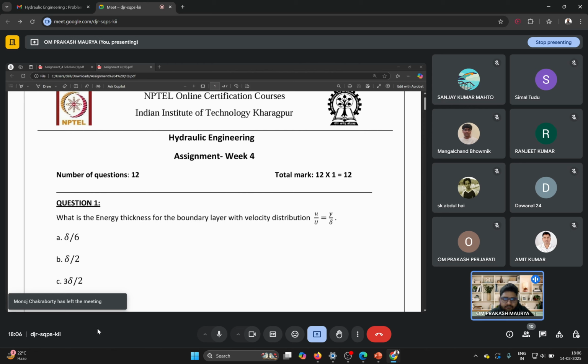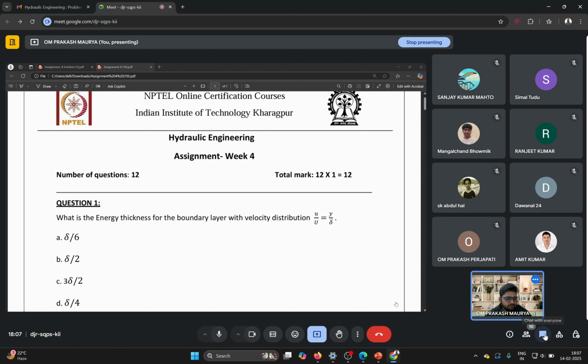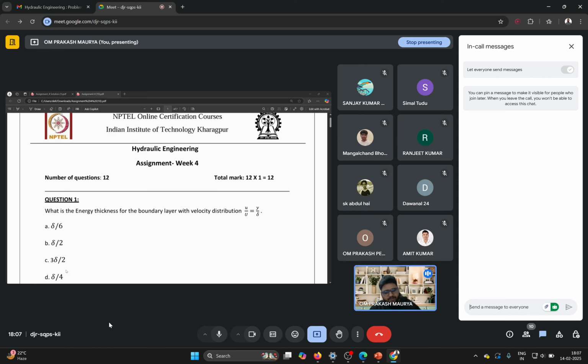So here the velocity distribution is given, small u by capital U equal to y by delta. You need to find out the energy thickness if this distribution is there. Option A is delta by 6, option B delta by 2, option C delta by 3, and option D delta by 4. Please everyone calculate the energy thickness of the given velocity distribution, and write your answer in the chat box, please everyone.